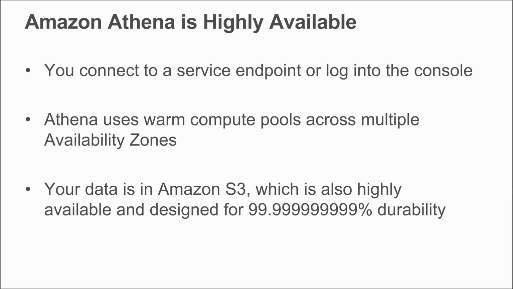Athena is highly available because you talk to a service endpoint, or you log into the console. We use isolated warm compute pools across multiple availability zones to service our queries. That means even if a complete availability zone goes down, we'll still be able to service your queries, because your data is still residing in S3, which gives you a high amount of durability, and we will be able to process those queries as well. So you don't need to build a DR for Athena. You don't need to have a DR policy in Athena either.